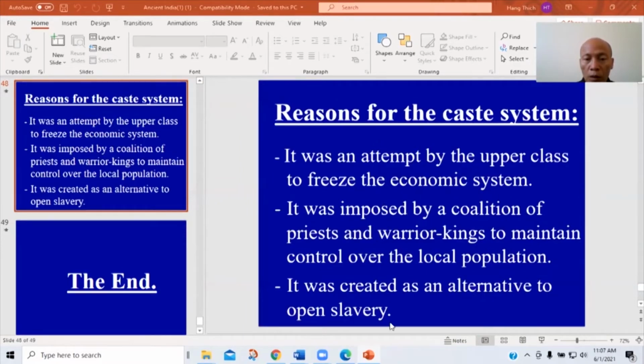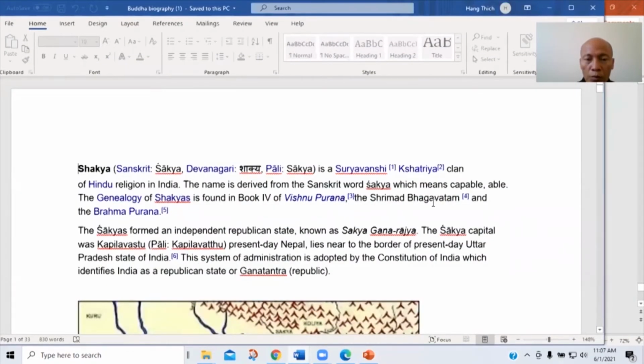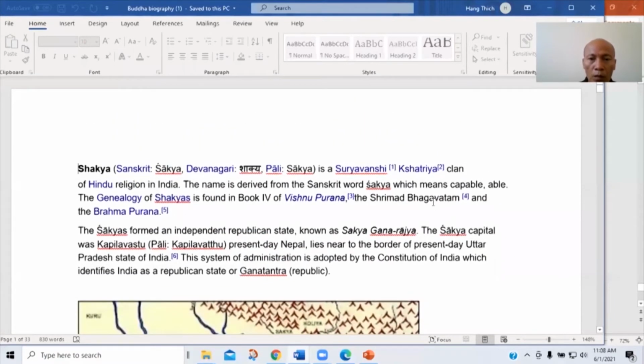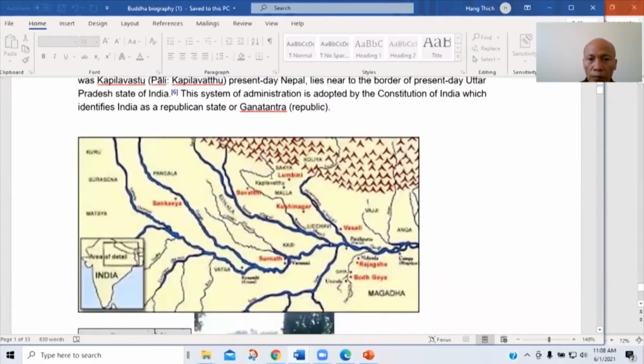So next one, let's move on to the life of the Buddha, as during this week we talk about. The Buddha was born into what we call the Shakya clans of the Hindu region in India. You see here Kapilavastu, in the northern part of India, and this part, Lumbini, where the Buddha was born, now belongs to Nepal.